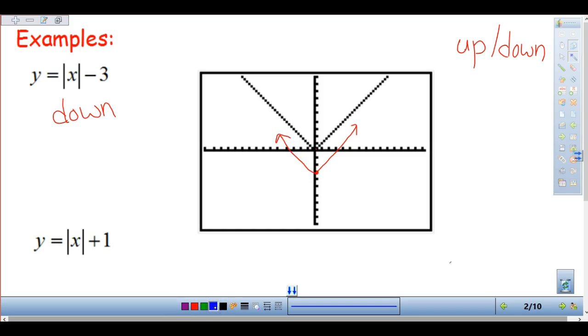Now for this one, there's a plus 1, so that means we're going to be moving up 1. So you'll start at 0, 1, and from there you'll go up on each side with a slope of 1.